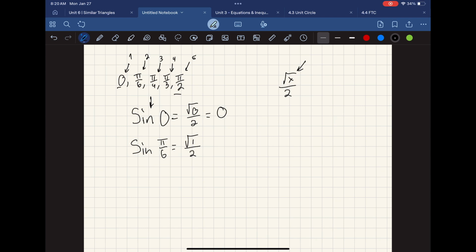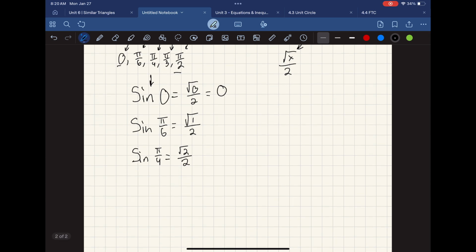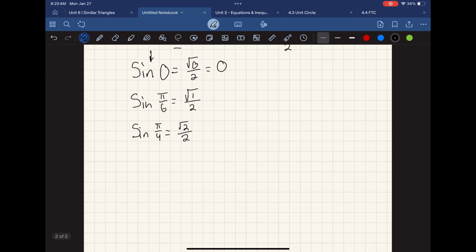That's fantastic. Okay, so your next one, for example, sine of pi over 4 is the square root of 2 over 2. And you don't have to change this one, because it's just the square root of 2 over 2. I'm going to keep going here. Your next one is the sine of pi over 3, which is the square root of 3 over 2. Same idea, right? It's just plugging in whatever that number is.